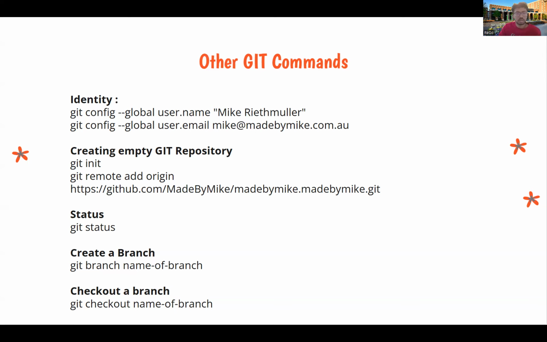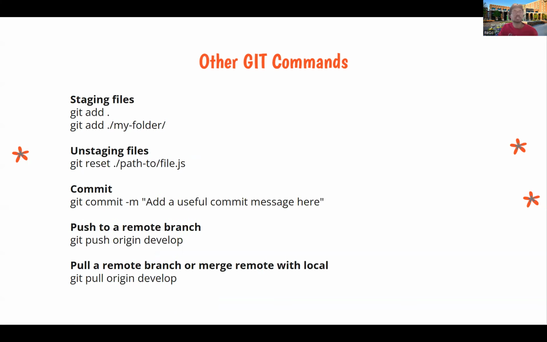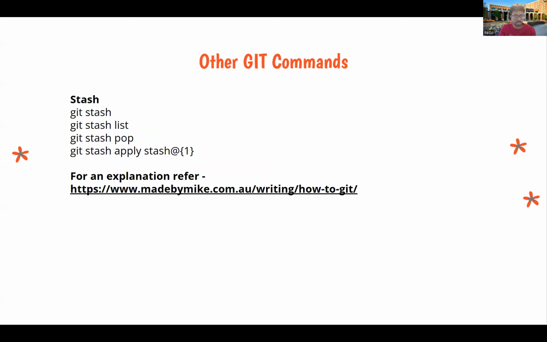Git checkout will switch to that branch. Staging area, unstaging area, I've told you about this. Commit, told you. Git push to remote branch, told you. Git pull. What if your friend has pushed some changes, and you want to pull the recent changes? Git pull origin develop or master.